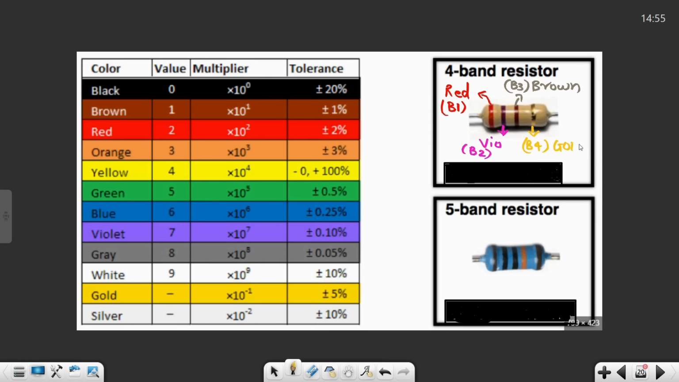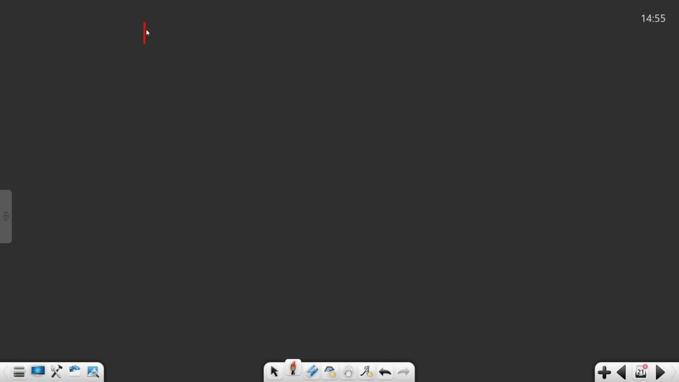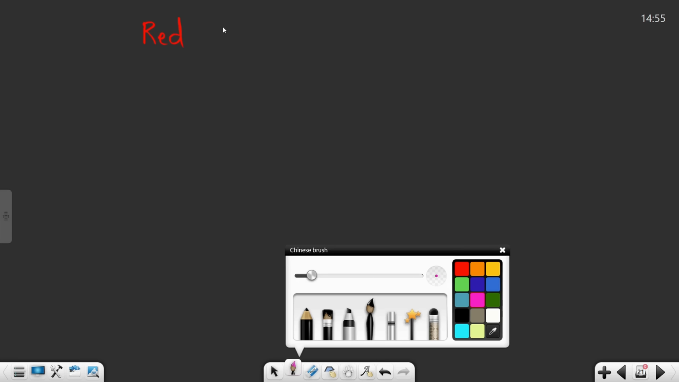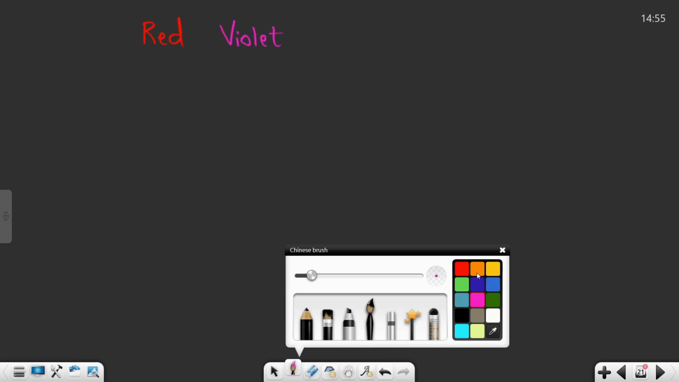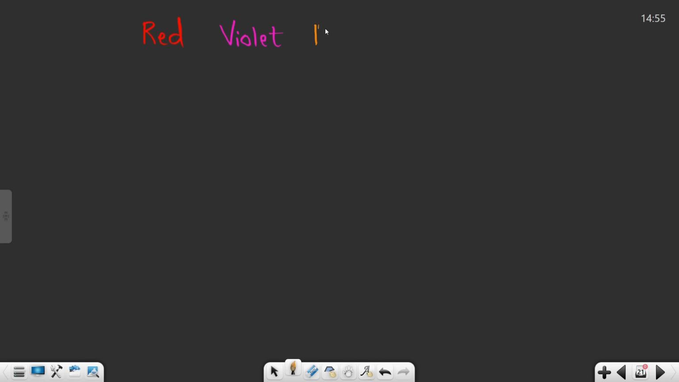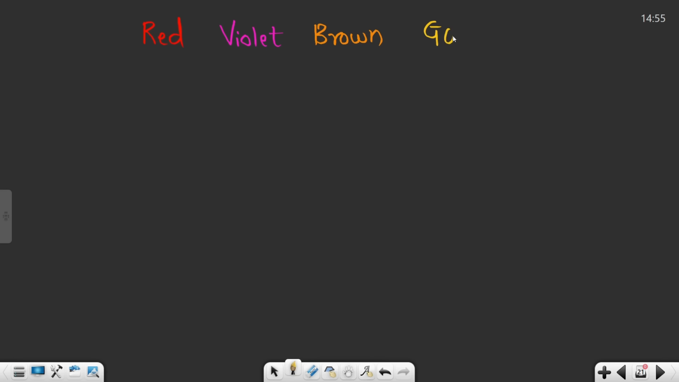Okay, so I'll just write it in the next page. So we have color as red, violet, brown and gold. Great. So let me just write over here: red, violet, brown, and last but not least is gold. So these are the colors that are visible.